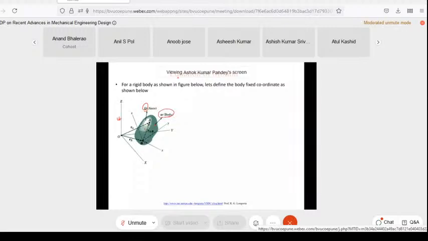This small one is the body fixed coordinate. And then you will have to write the equation of motion. Here you are having six velocity components, vx, vy, vz, all in the body fixed coordinate, that is small x, small y, small z, and then rotation, which is omega x, omega y, omega z.